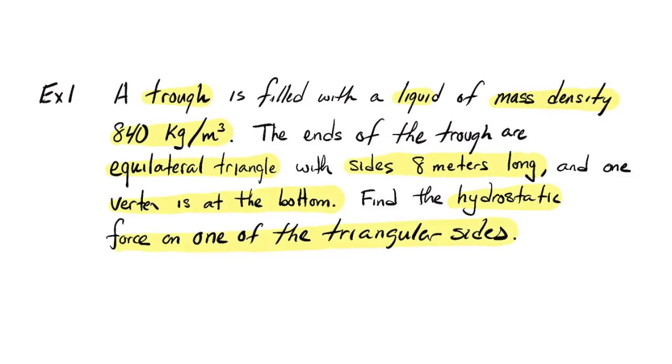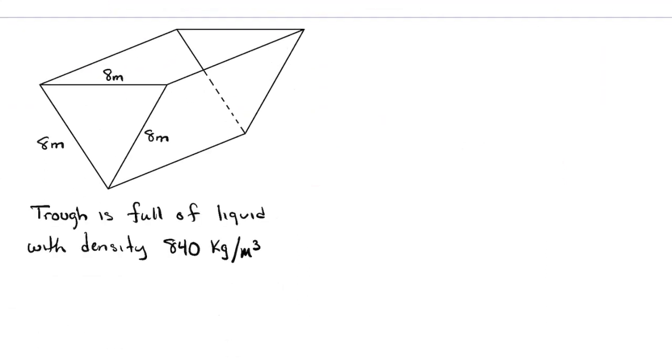Good, you're back. I'm going to scroll. This is how I visualize that trough. It's just a triangular prism. It's got triangular ends that are 8 meters in length, and the vertex is at the bottom. The problem asks us to calculate the hydrostatic force on one of these triangular sides. All right, so we need to coordinatize that problem.